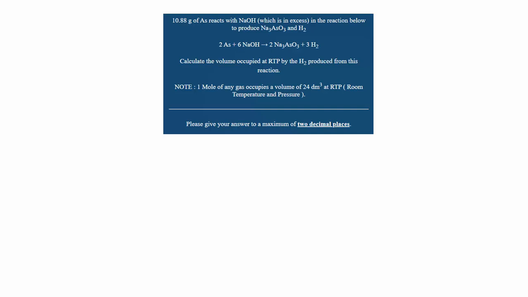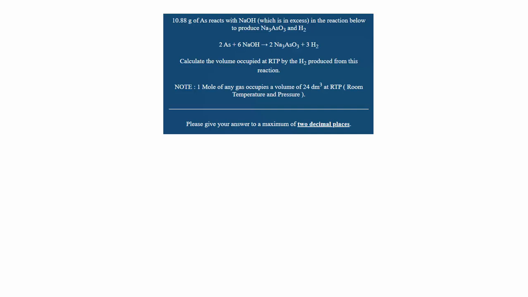So hydrogen is also produced, and we've been told the mass of the elemental arsenic that actually reacts in this particular reaction, right? So we've been given that information. So how are we going to go about working out the H2 produced?